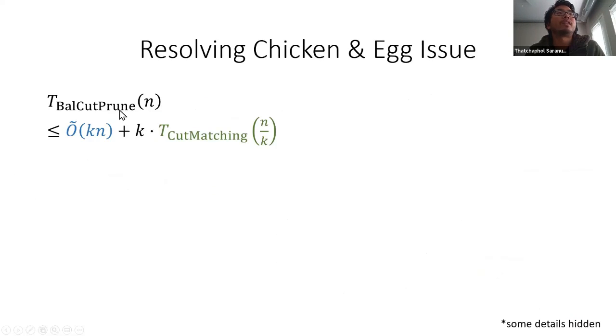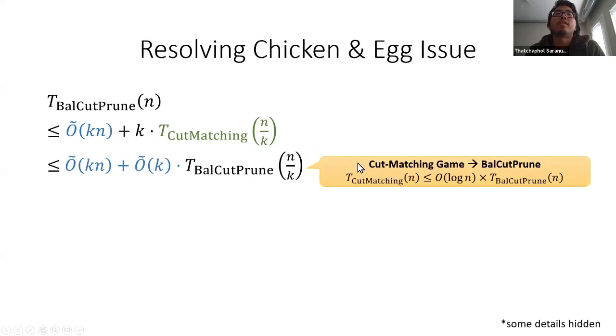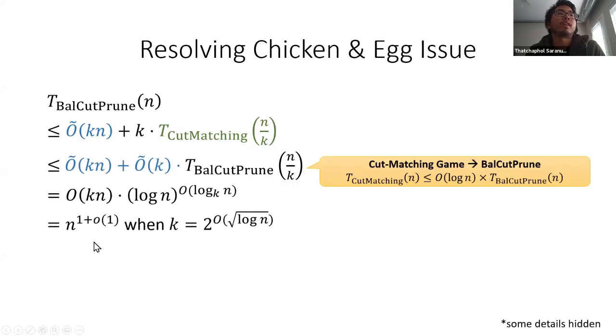So now once you have this reduction, to solve bound cut prune you just need to solve k many cut matching games on a smaller graph. You use the first reduction that reduces cut matching game to bound cut prune again. And here we get a recurrence from bound cut prune to bound cut prune. By solving this recurrence, you get something close to almost linear time. So that's the flavor of how it works.